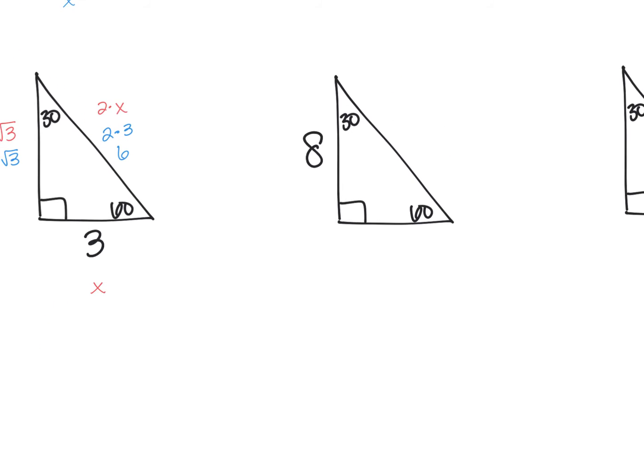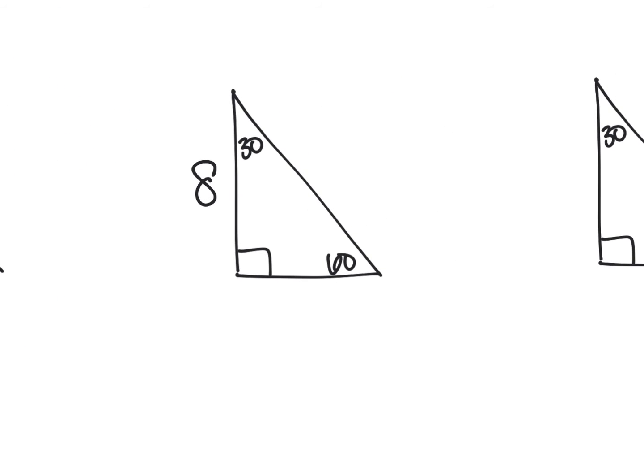All right, oops, I switched this around. Sorry, I'm going to change this, this 8 needs to be over here. I set this up wrong. Okay, so now we're ready. So it's going to be x, 2 times x times square root 3. So find out what x is. If this hypotenuse is 8 and that's 2x, what would x be? That would be 4, right?